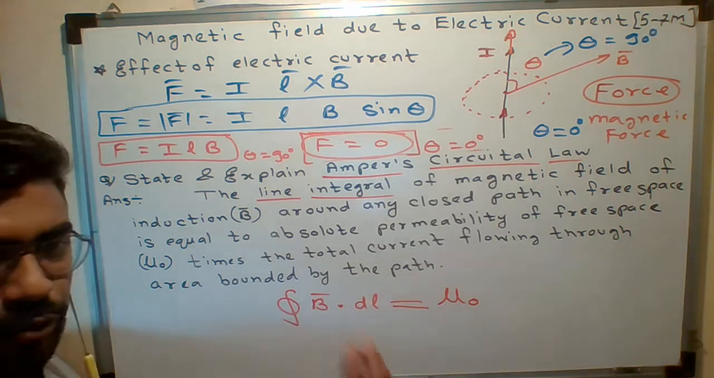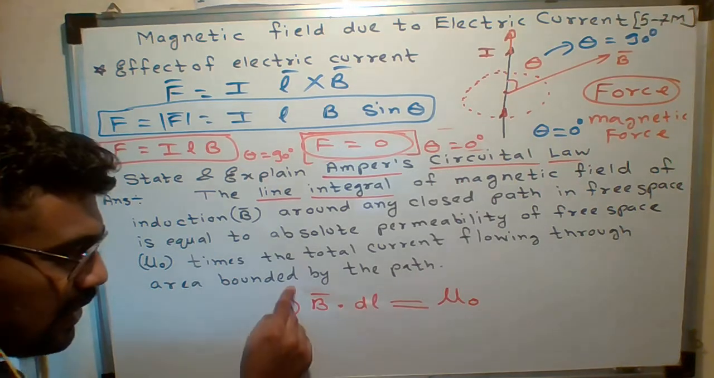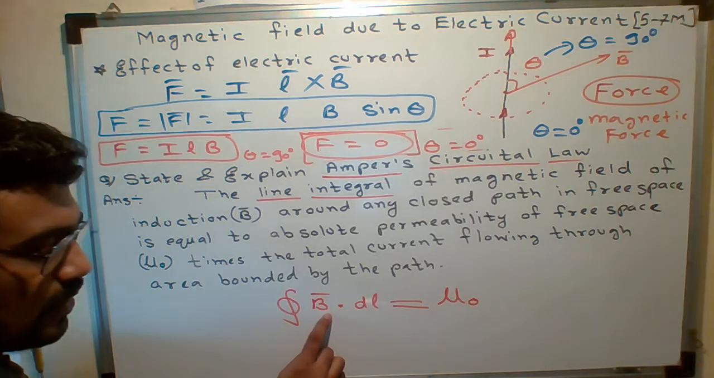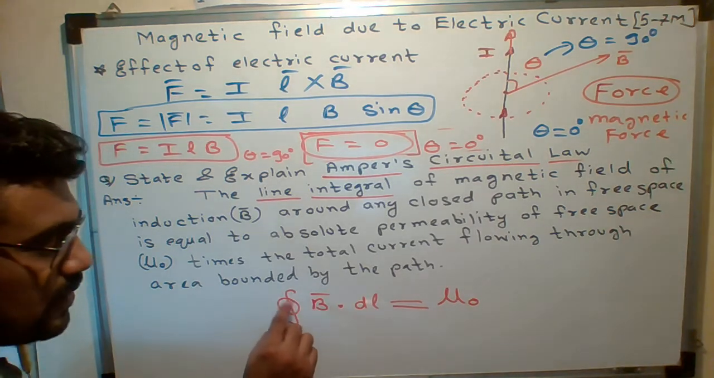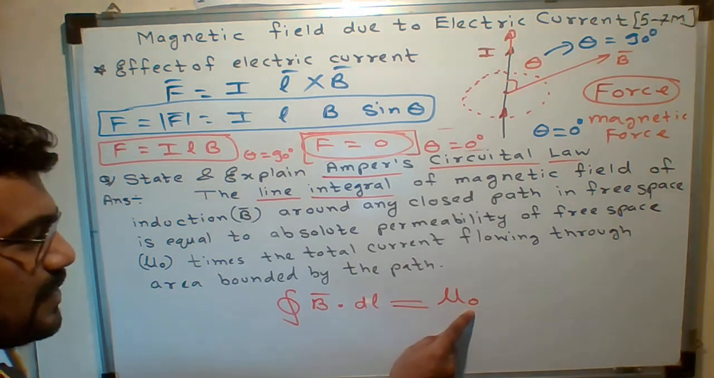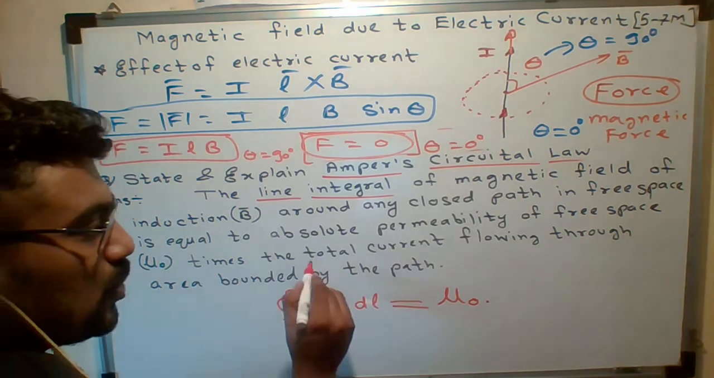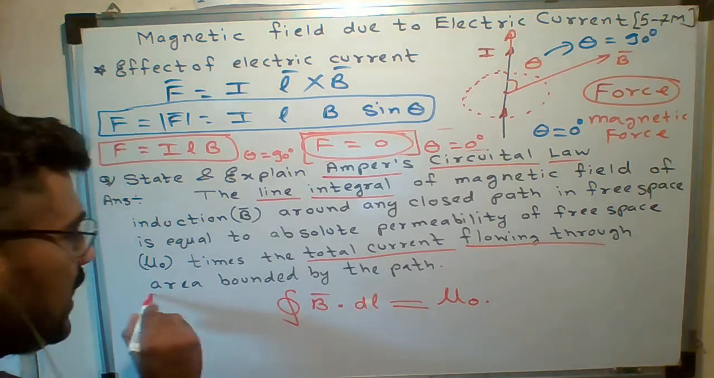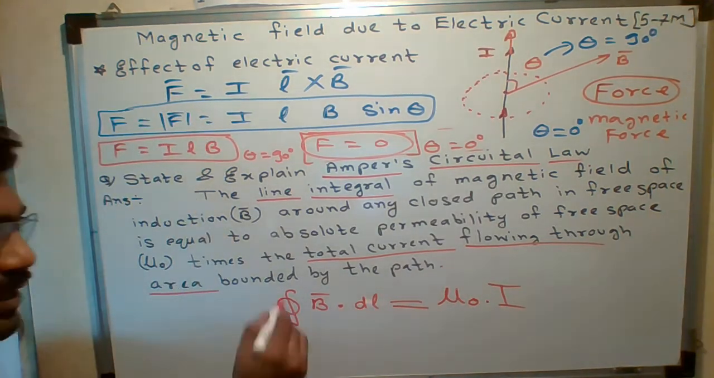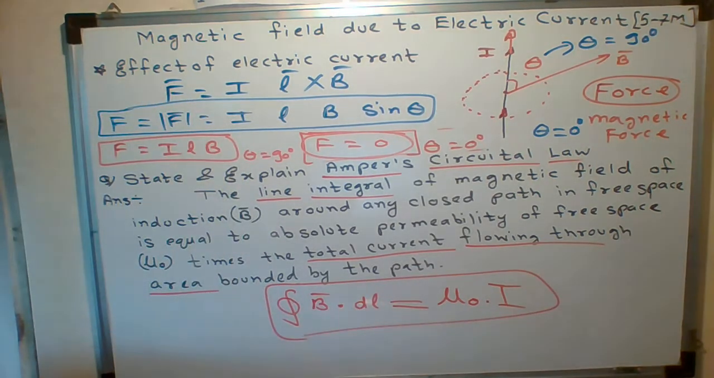Let it be. Now again I'm going to repeat. All of you concentrate. The statement is still not completed. The line integral of magnetic field of magnetic induction B bar over any closed path is equal to the absolute permeability of free space times, meaning multiplication, the total current flowing through the area bounded by the closed path. So this is the mathematical expression for Ampere circuital law.